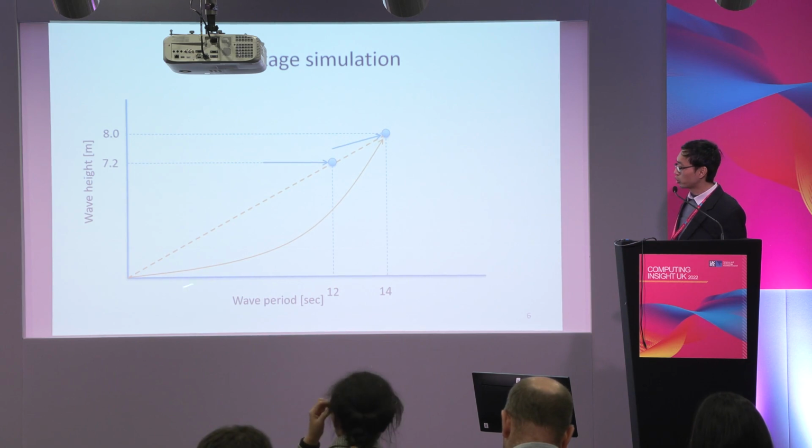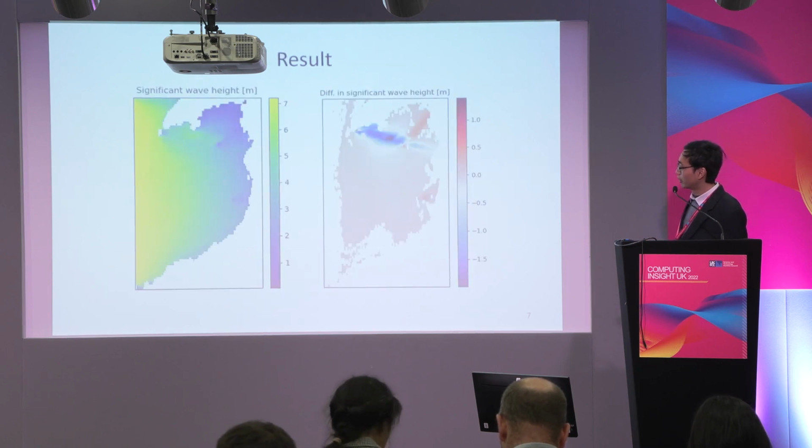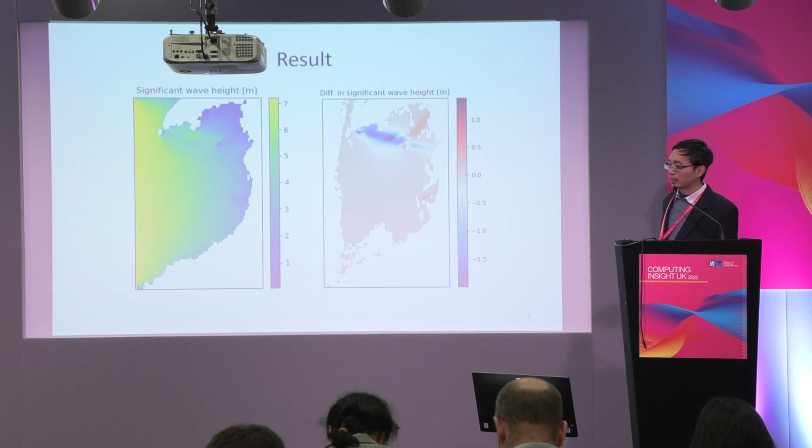We usually consider the wave by three parameters: the wave period, the wave height, and the wave direction, described by the angle of this vector. Okay, so let me show the area first. This area is the Bay of Ceredigion in the west of Wales. So in this region, we have the wave from the west, and the wave condition changes.